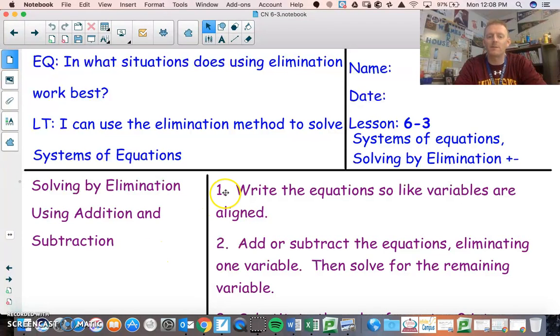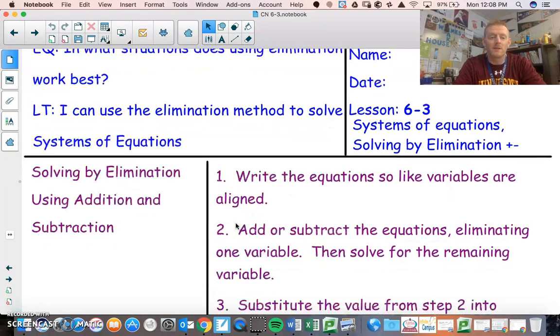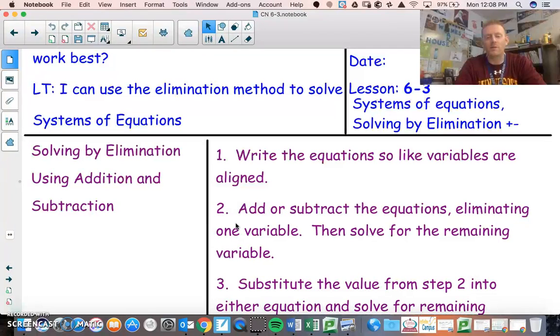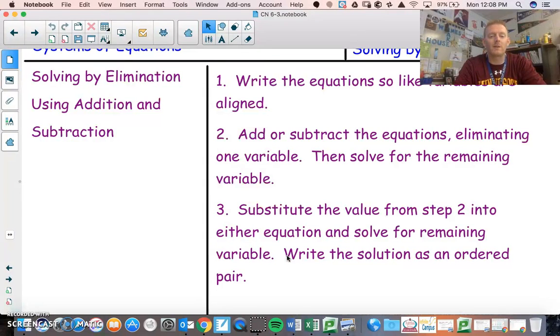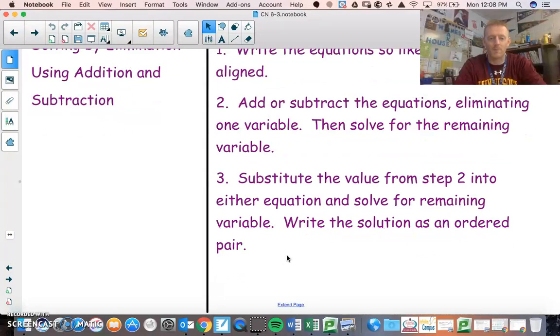So step one is to write the equation so that the like variables are aligned, which just means that we're going to stack things on top of each other. Step two is to choose to add or subtract to eliminate one of the variables. Then we're going to solve for that one. After we've solved for one variable, we can substitute it into either equation to solve for the other one. Remember that our answers in a system of equations are always going to be an ordered pair.